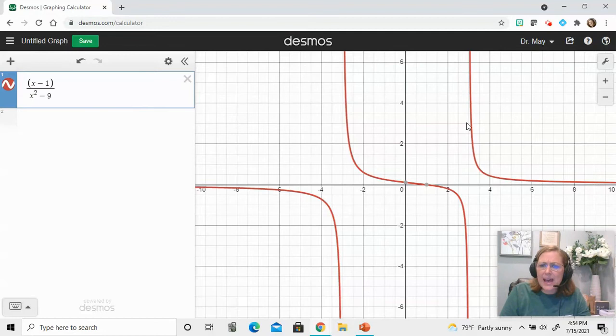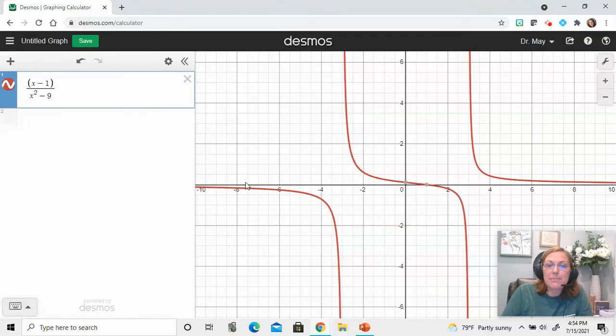Now I have this action going on here and here. It looks like there's like an imaginary line there. Those are our asymptotes that we're looking at. So you see that it looks like there's an asymptote at x = -3 and another one at x = 3. This is how functions behave around their asymptotes.